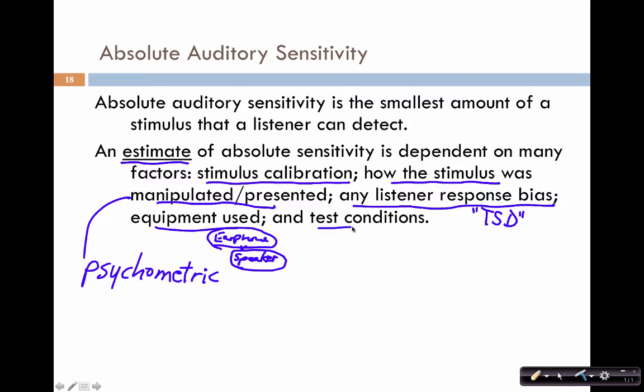And then other test conditions. The background noise and things like that will have an effect on any estimate of auditory sensitivity, and particularly absolute auditory sensitivity.